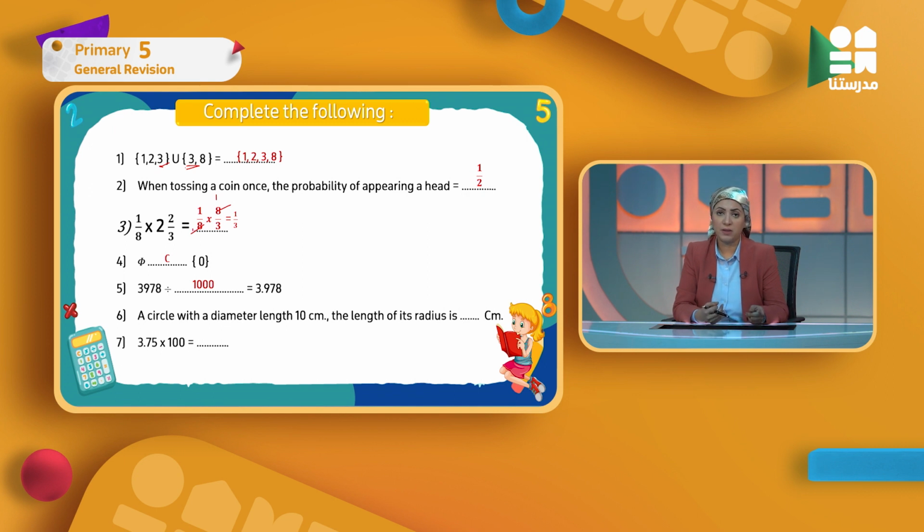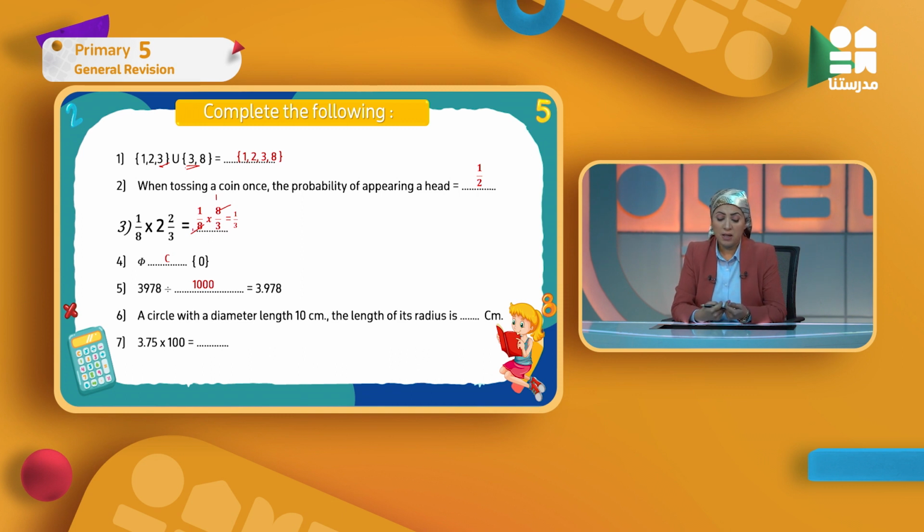Question 5, 3978 divided by 1000 equals 3.978 لأنه هي بالضبط كأنها 3978.0 and I have to move the decimal point from the right hand side to the left hand side 3 places, in correspondence to the 3 zeros that I have.